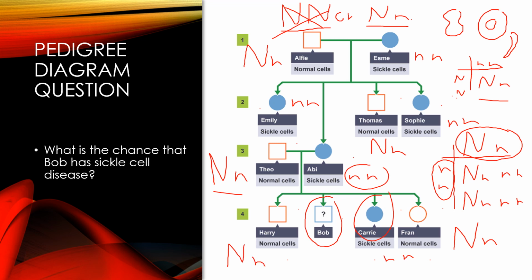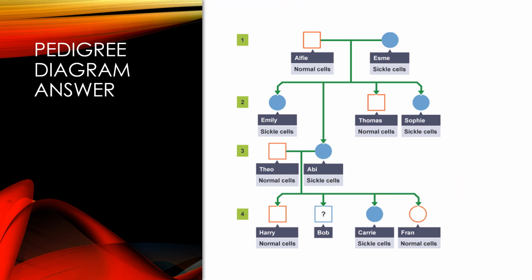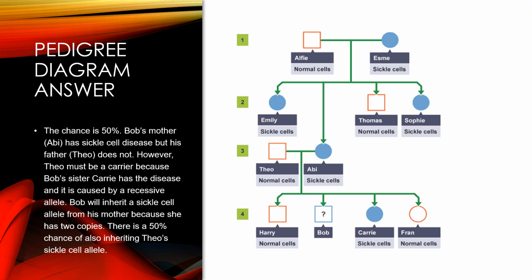The question then is Bob, because what's the chances of Bob having sickle cell disease? Well, 50% of the kids will be normal, 50% will have sickle cell anemia. So therefore Bob has a 50% chance of having sickle cell anemia. And that's how you work it out. Not done very tightly, admittedly, on that little slide, but you get the idea. So we're saying that the chances of Bob getting it are 50%.